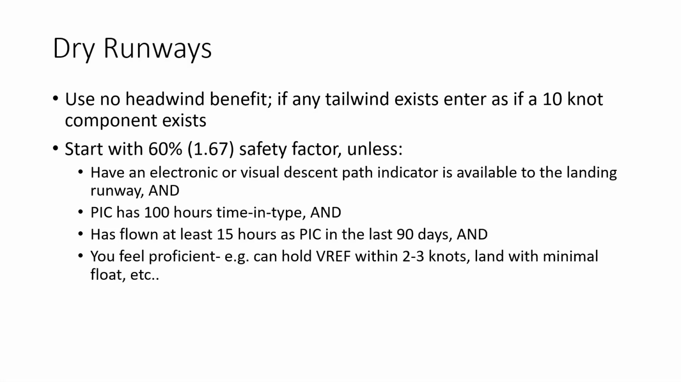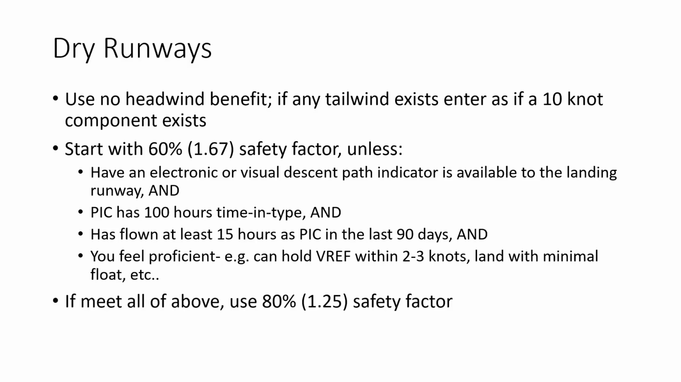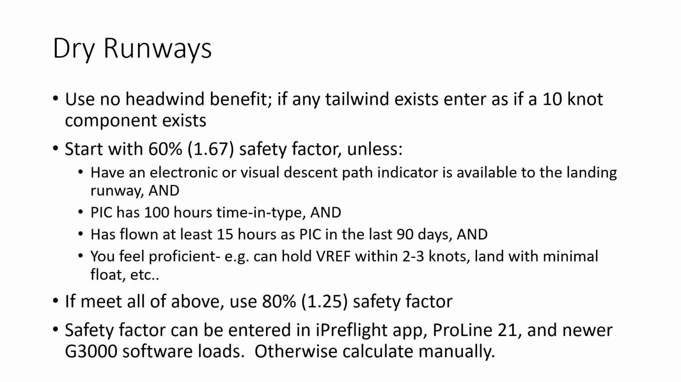So again, we're not trying to encompass every variable, but if you meet all of the above, then our SOPs say we could use an 80% safety factor, or 1.25 times the required distance has to be equal to or less than the LDA. That safety factor can be entered into the iPreflight app. It allows us to pick a 60 or 80% safety factor. The ProLine 21 and the newer Jeep 3000 loads allow us to enter it as the 1.25 or the 1.67. Otherwise, we have to calculate this manually. Okay, we have to use a calculator on our iPhone or in the cockpit otherwise, and determine if we have that safety factor present.